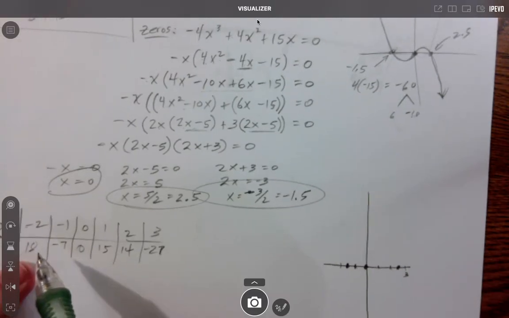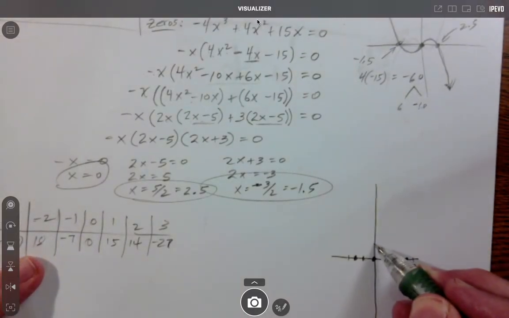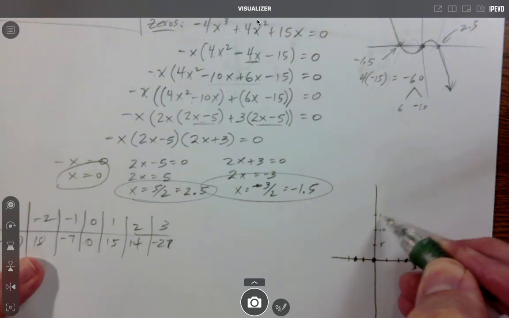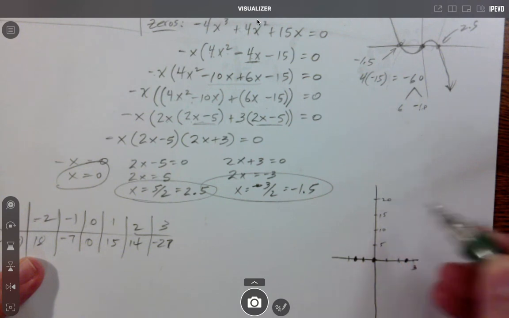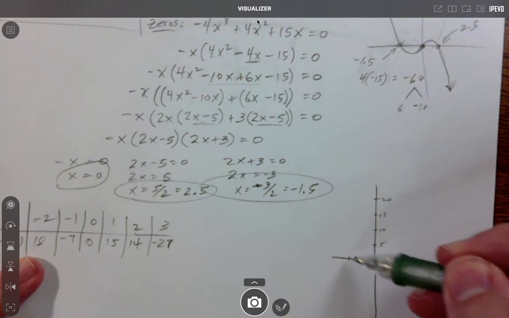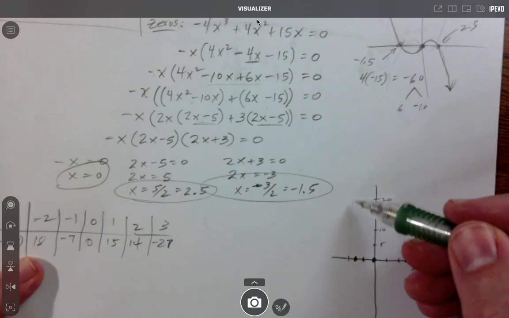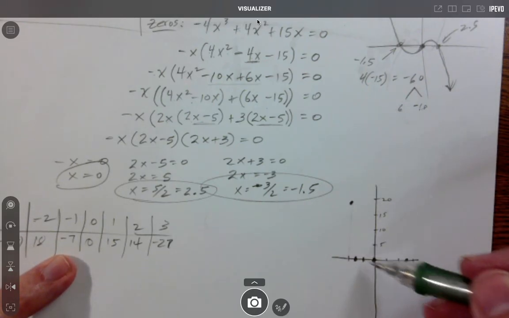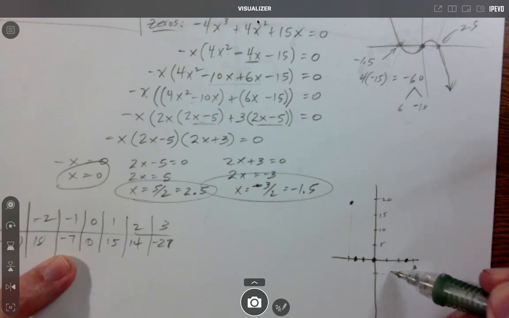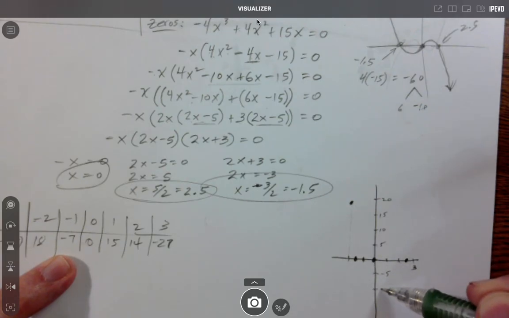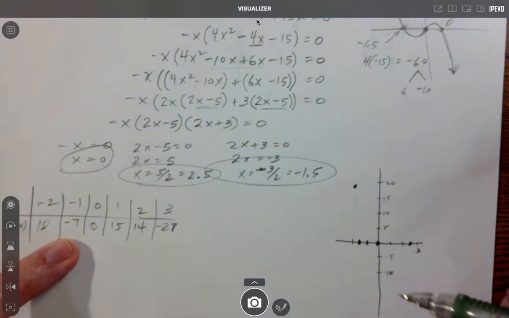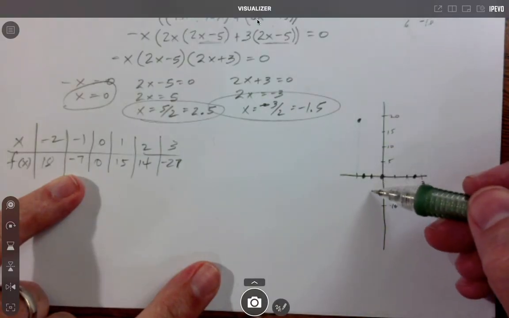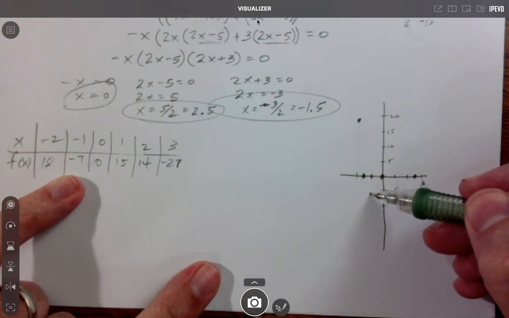At negative 2, it goes up to 18. So I'm going to count by 5s here. That would be 5, 10, 15, 20. So at negative 2, it goes up to almost 20. So we're somewhere right about there. At negative 1, here's negative 5, here's negative 10. At negative 1, it goes down to negative 7, which is right about there, I guess.